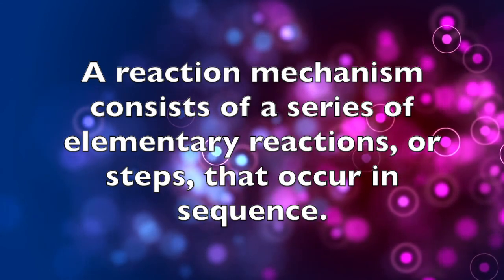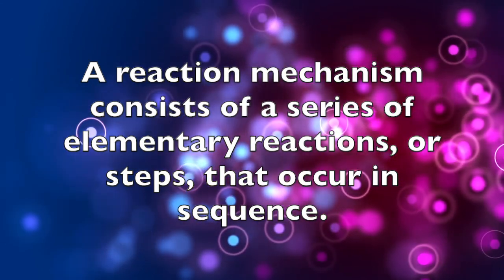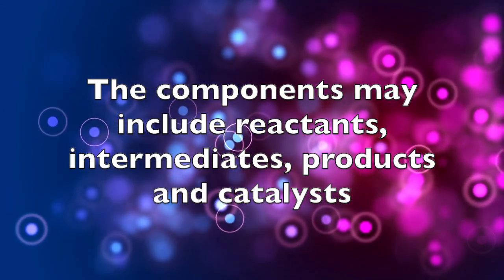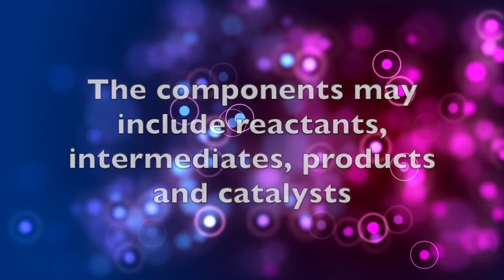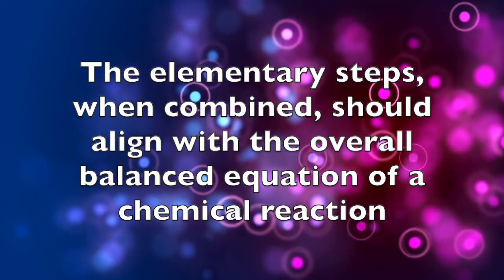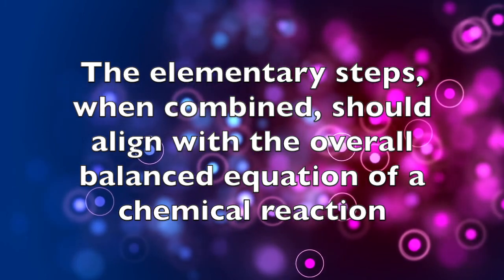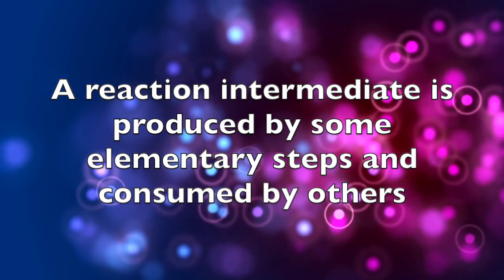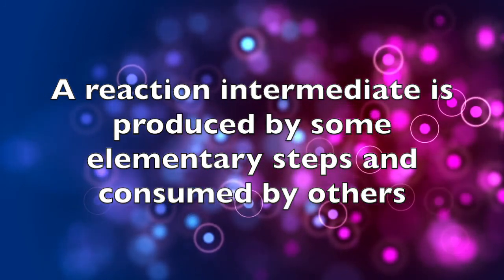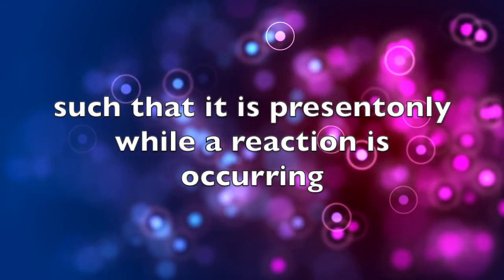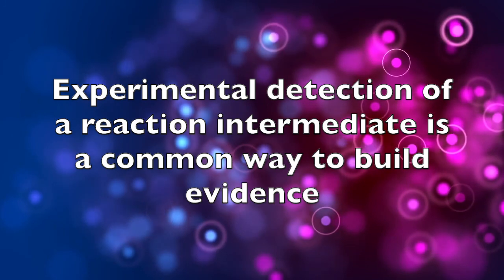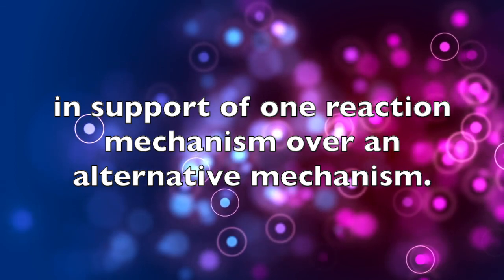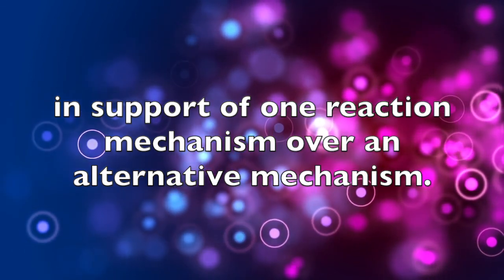Let's summarize. A reaction mechanism consists of a series of elementary reactions or steps that occur in sequence. The components may include reactants, intermediates, products, and catalysts. The elementary steps, when combined, should align with the overall balanced equation of a chemical reaction. A reaction intermediate is produced by some elementary steps and consumed by others, such that it is present only while a reaction is occurring. Experimental detection of a reaction intermediate is a common way to build evidence in support of one reaction mechanism over an alternative mechanism.